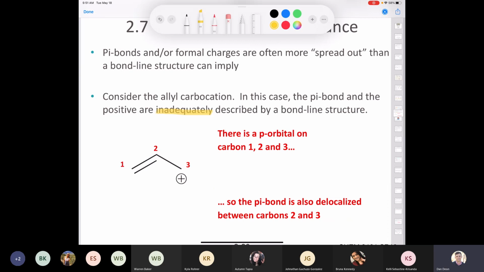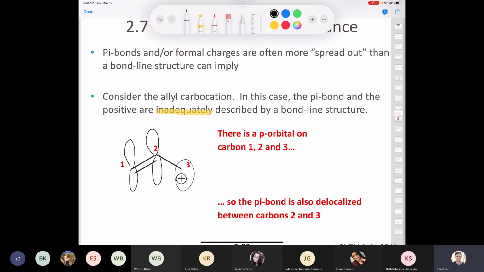And the reason that there's something missing is because of this. There is a p orbital on each one of these carbons, right? Carbon 1 and carbon 2 are both sp2 hybridized, aren't they? Right, so that means they both have three sp2 hybrid orbitals, but they also have a p orbital. I'm going to draw the p orbital here, and I'm going to draw a p orbital here.